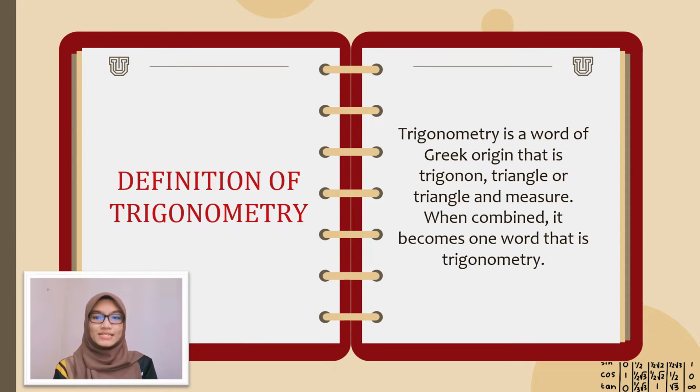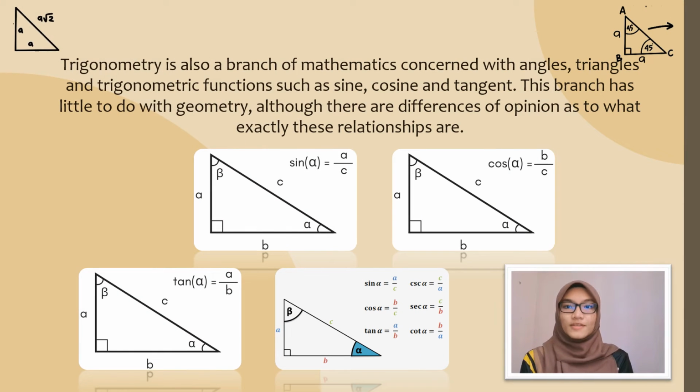I will start by explaining the definition of trigonometry. Well, first of all, you need to know what trigonometry is. Trigonometry is a word of Greek origin, from trigonon, meaning triangle, and metron, meaning measure. When combined, it becomes one word, trigonometry. Trigonometry is also a branch of mathematics concerned with angles, triangles, and trigonometric functions such as sine, cosine, and tangent.